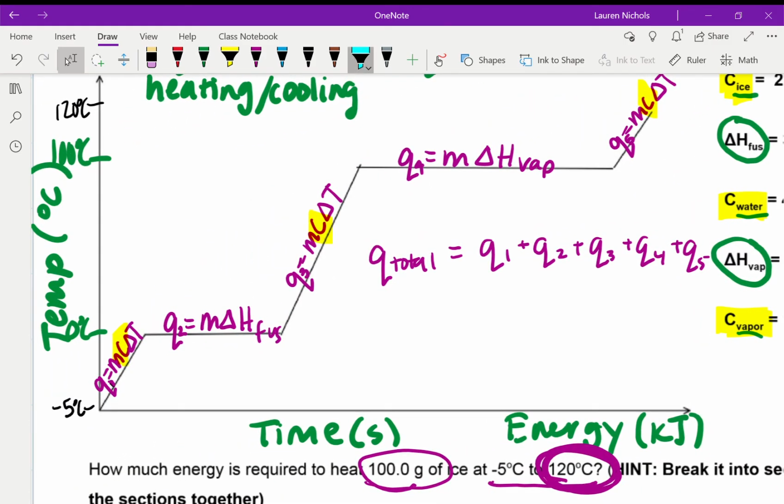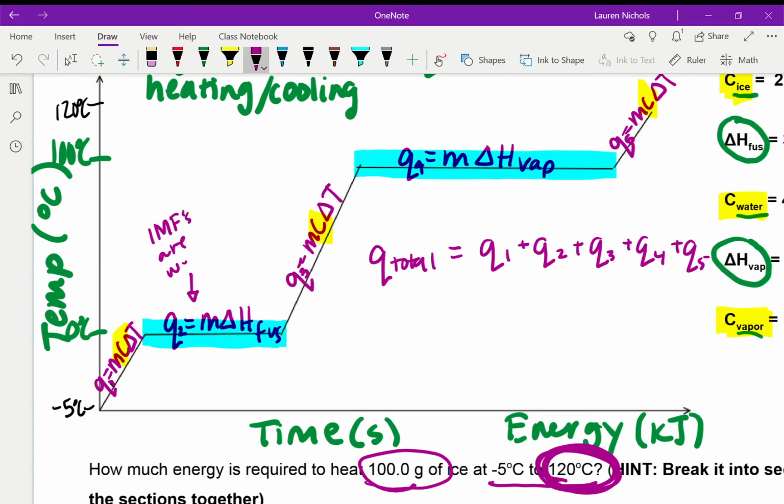One thing that I would like to draw your attention to before we end this video is that the amount of energy required to vaporize is a lot bigger than the amount of energy required to melt. The reason why is when you're melting, the intermolecular forces are weakened, but when it becomes a gas, the intermolecular forces are completely broken. And so it takes a lot more energy to completely break them than to just weaken or loosen them, which is why it takes a lot more energy.